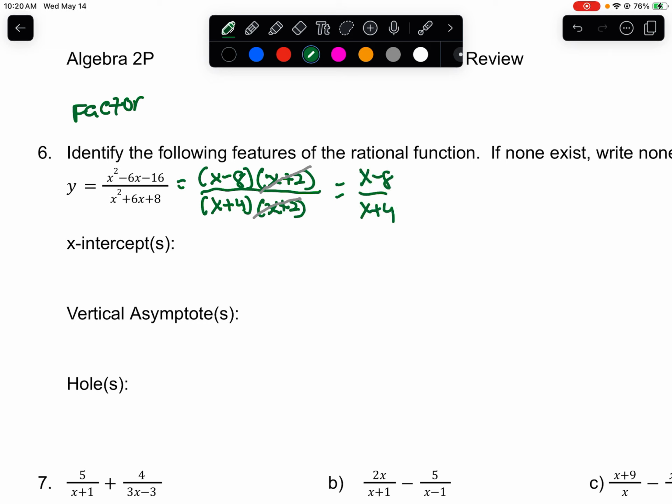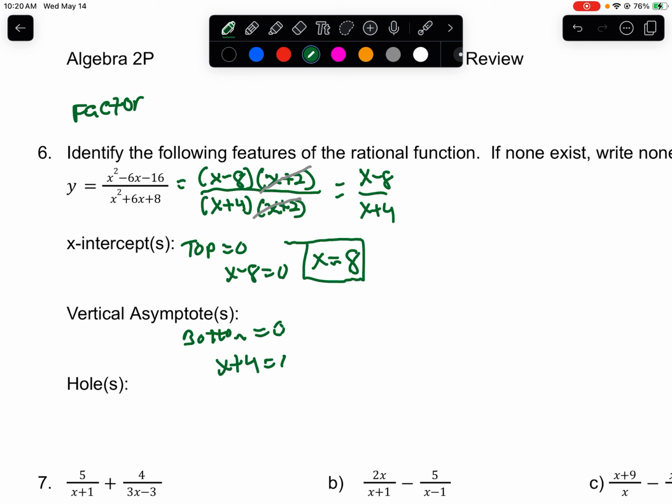So the x-intercept is whatever makes the top equal to 0. What makes x minus 8 equal to 0? That's going to be x equals 8. The vertical asymptote is when the bottom equals 0, and that's what makes x plus 4 equal to 0, and that's x equals negative 4.